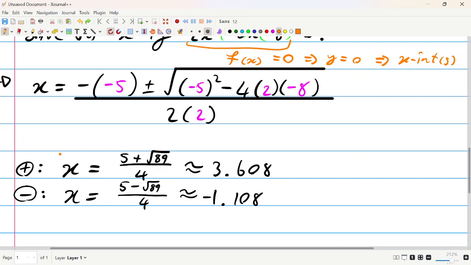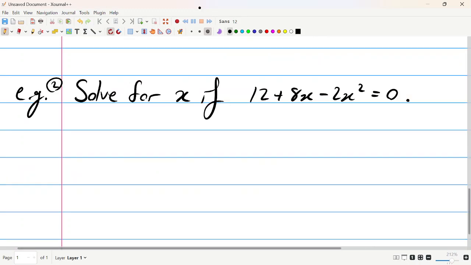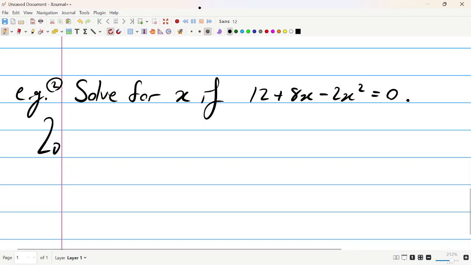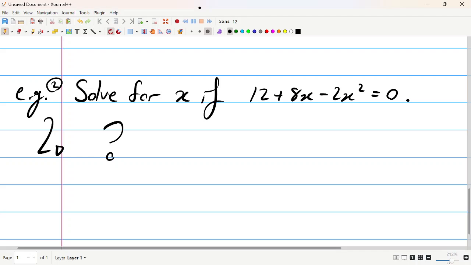So this is the question that I want you guys to do on your own. Okay, so here's your question that I want you to try on your own. The question is: solve for x if 12 plus 8x minus 2x squared is equal to 0. So use the quadratic formula for this one. It's a little bit of a tricky one here because I'm not going to give you the reason why. I want you to figure that one out.